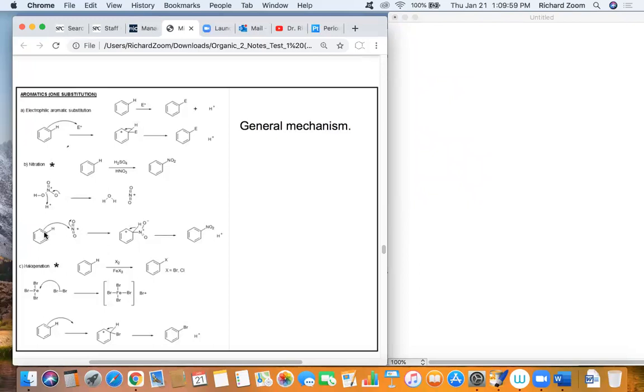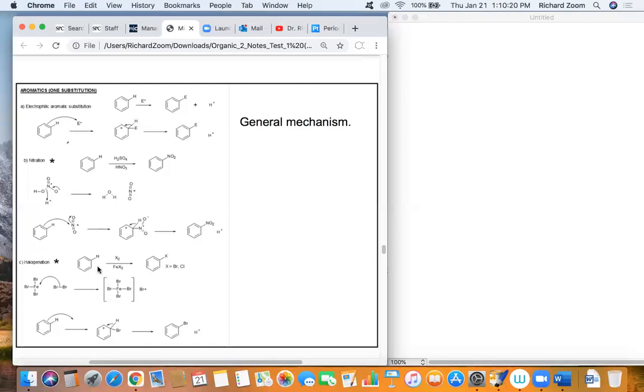So the double bond attacks the N, which has the positive charge on it. The N is attached to the same C, and then the plus is on the C next door. And then we can lose the hydrogen as H+, and that forms the nitrobenzene.